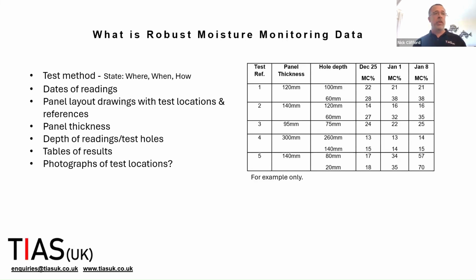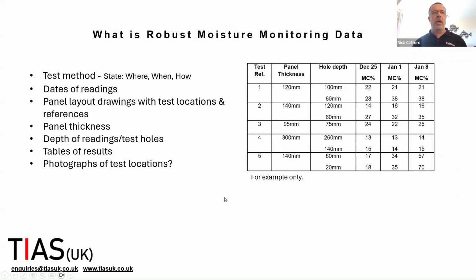Okay, so we want to know about the panel thickness. Where was our reading depth? What was the date of the readings? And obviously, being able to record the readings over time allows us to get a sense of whether things are getting wetter, is it drying out, or is it staying the same? And you present those as tables of results. And sometimes you might want to include photographs of test locations. So that is the sort of stuff that I expect to see in a robust moisture monitoring report.